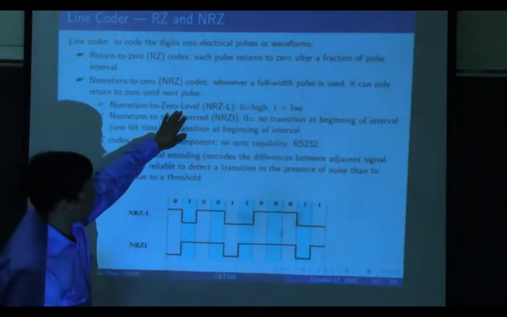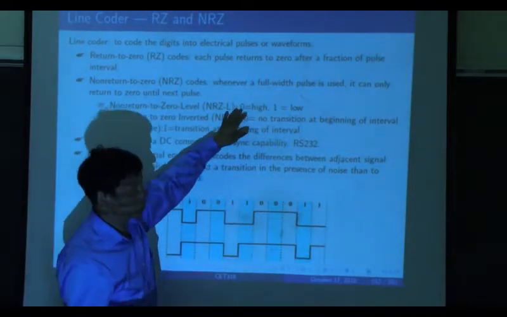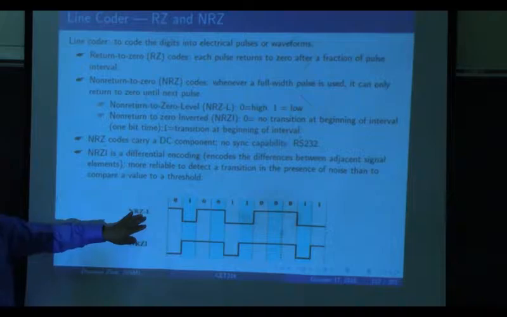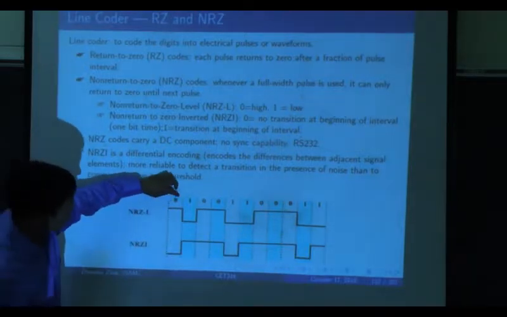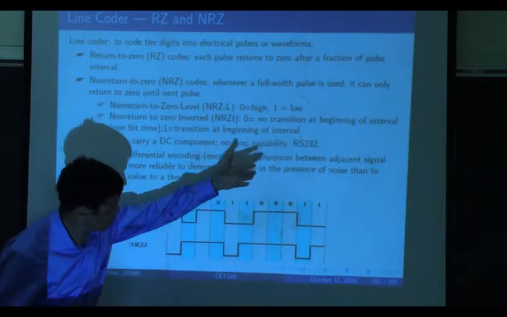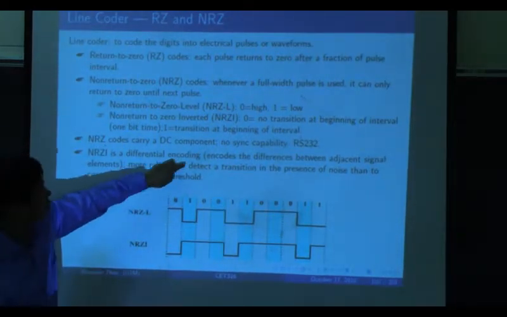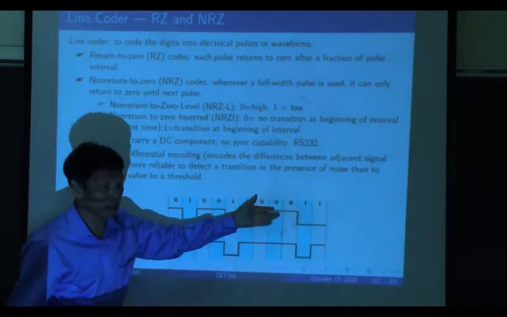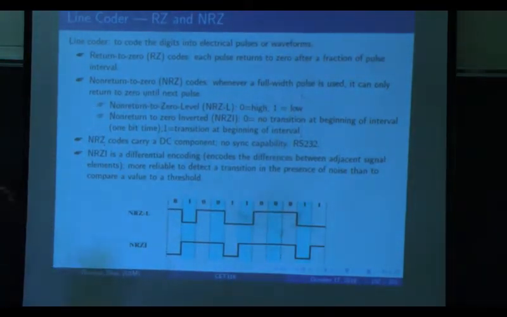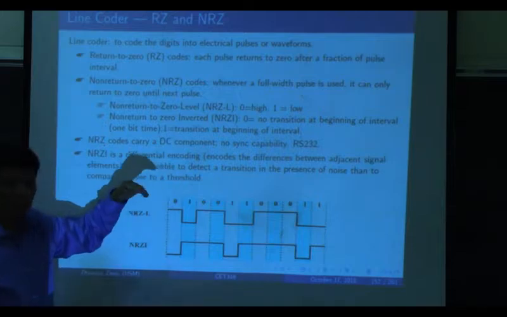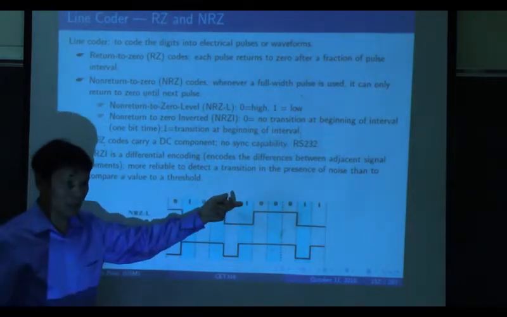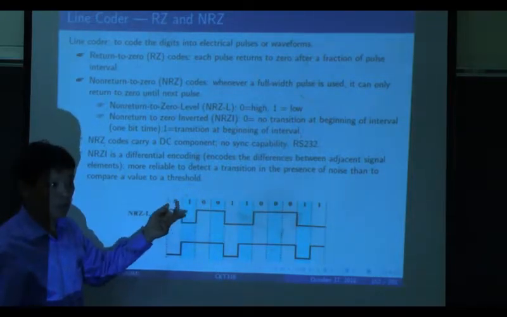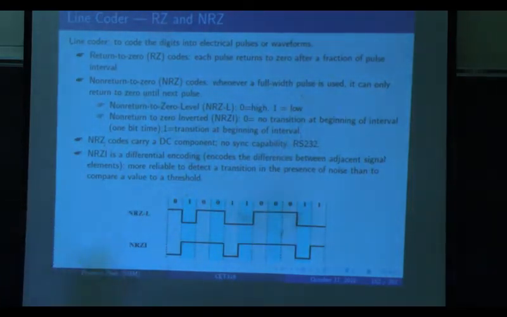Non-return to zero level, this kind of code, we use 0 to represent high, and 1 to represent low. For example, here, this is non-return to zero level. This is 0, 1, 0, 0, 1, 0, 1, 1, and so on. For this one, 0 is represented by high, 1 is represented by low. So high, high, low, low. That's very easy. In the lab, if you know the transmitted signal like this and you can observe the code on the oscilloscope, then you can determine what kind of code this is.